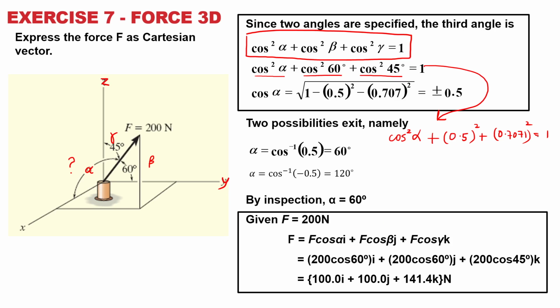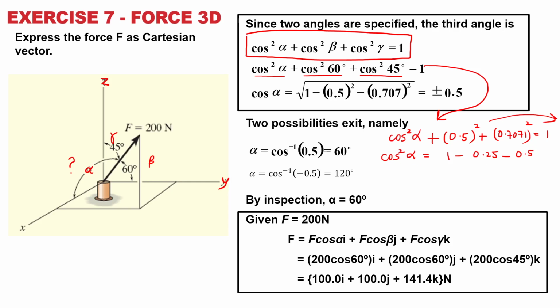So if you rearrange it, you're going to bring all this to the other side. When you bring those to the other side, you're going to get something like this. Cos squared alpha is equal to 1 minus 0.5 squared. What do you get? 0.5 squared is 0.25. It's going to be minus, this one also another minus, 0.7071 squared, which is 0.5.